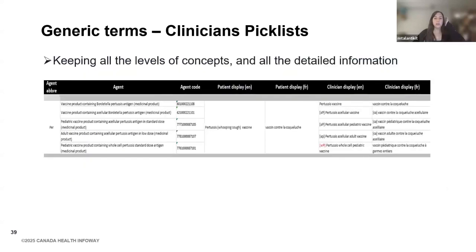Still for the clinician pick list for generic terms, we decided to keep all levels of concept and all the detailed information. In this table, we have some generic terms for the pertussis vaccine. And as you can see for the patient display, we really kept the higher level of information with no details. So the patient will only see pertussis whooping cough vaccine, but the clinician will have all the detail, displaying all the details and levels of concepts. Next slide, please.